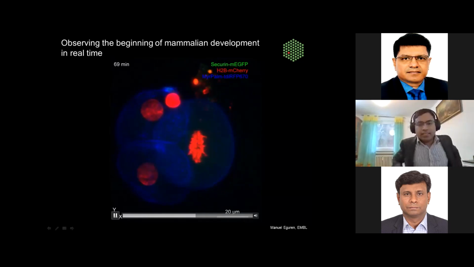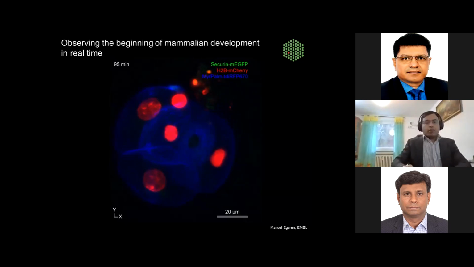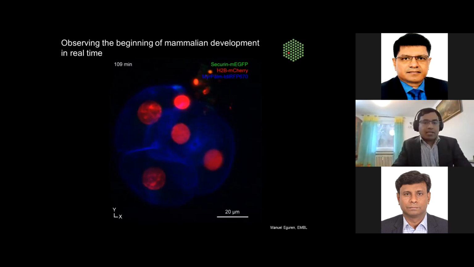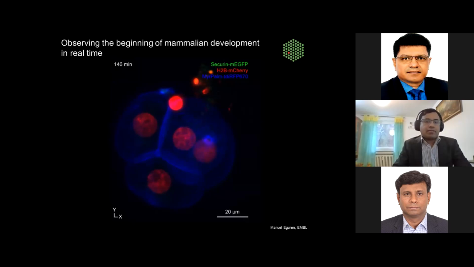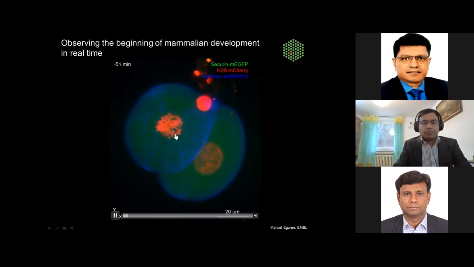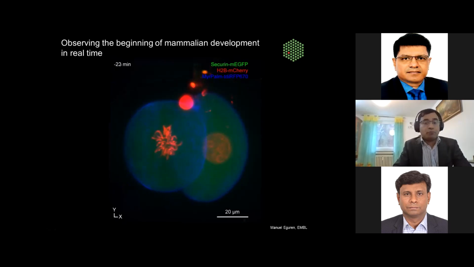So with this, we tried with the existing microscope. But in our group, we had to develop our own microscope, which is light sheet microscopy. And with that, we could look at the progression of human embryo in early stages for a couple of weeks.